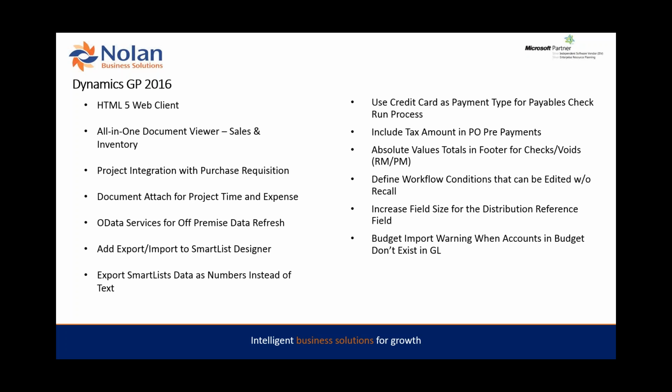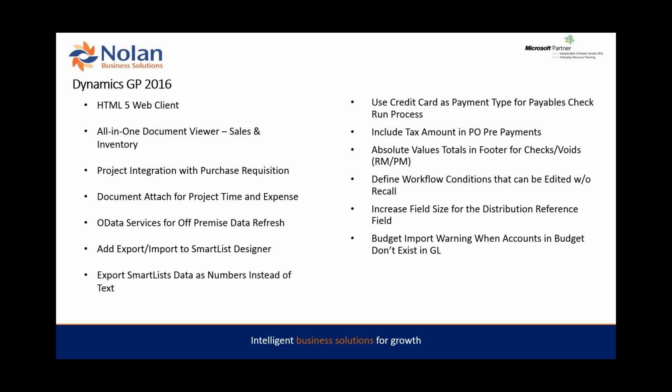They have created a new payment type within the payables module for credit cards, so you're able to differentiate those types of payments. They've included the VAT amounts in the PO prepayments module. Absolute value totals in the footer for checks and void checks in RM and PM, receivables and payables. You're now able to define workflow conditions that can be edited without having to recall them. So before having to, for example, recall a document, if you're using the document attached, you don't need to do that.